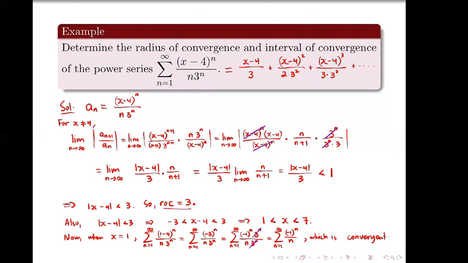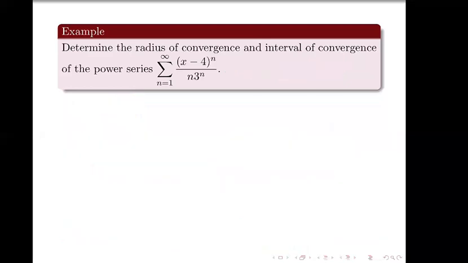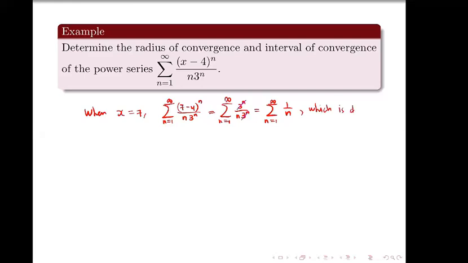And then, at x equals 7, we will have the series of (7 minus 4) to the n over n times 3 to the n, from n equals 1 up to plus infinity. That's 3 to the n over n times 3 to the n. So this will cancel this. We will have the series 1 over n, from 1 up to plus infinity. Again, this is the harmonic series. This is divergent.